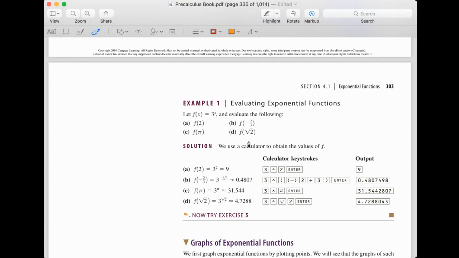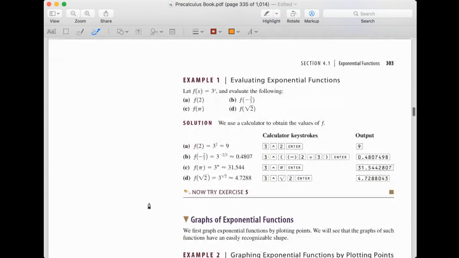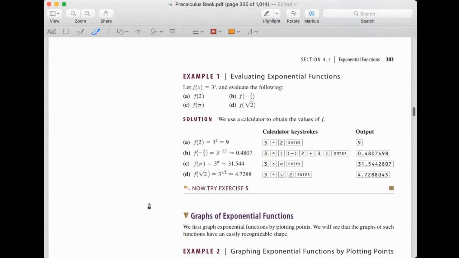What's f of square root 2? This is 3 raised by square root of 2. Also, we can punch it into a calculator to give an approximation.